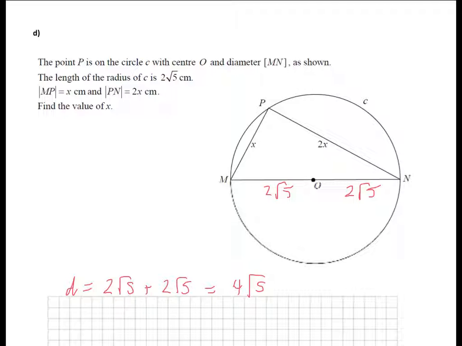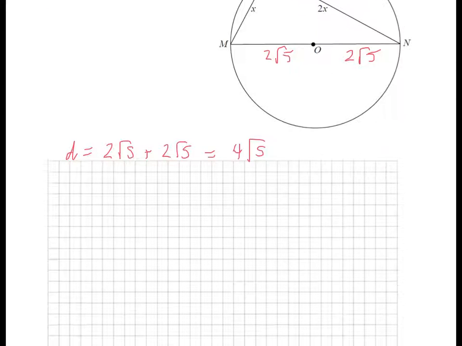So if you have a triangle where one of its sides is the diameter, i.e. it goes through the center of the circle, then that angle on the circumference arc is going to be 90 degrees. So this is the question in this exam that uses Pythagoras' theorem, because you basically got yourself a right angle triangle where two of the shorter sides are x and 2x, and the hypotenuse is 4 root 5. And so we can use Pythagoras' theorem.